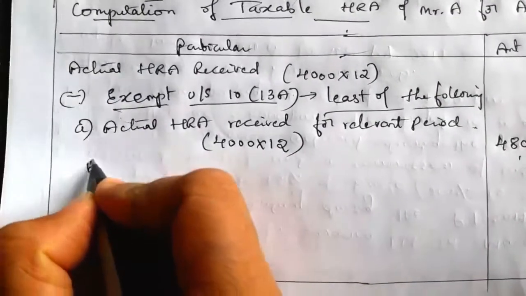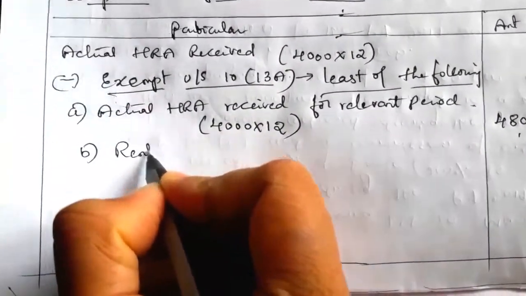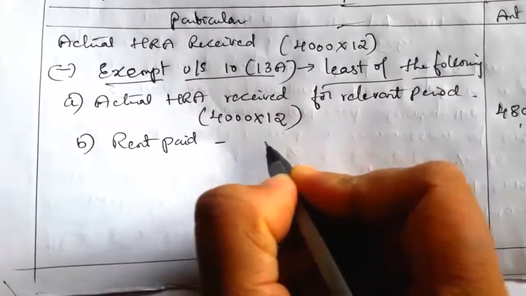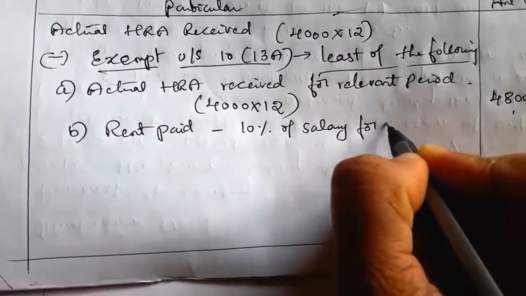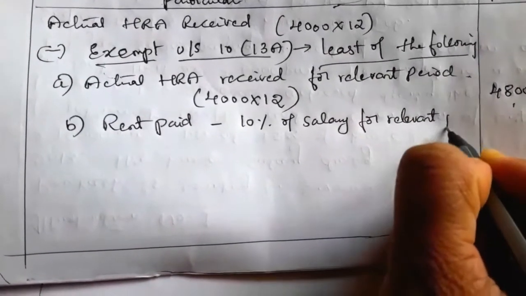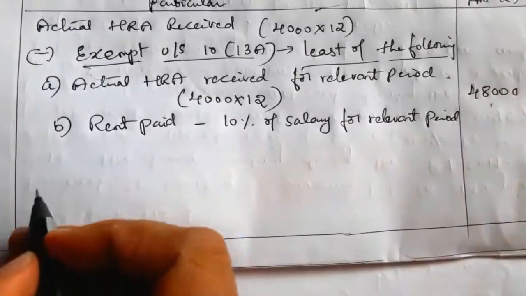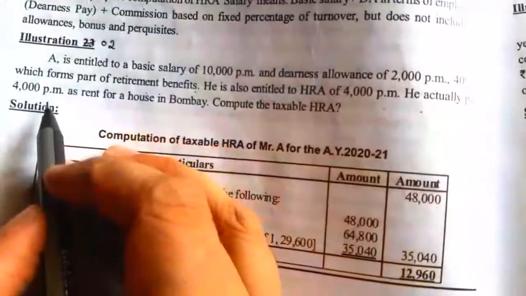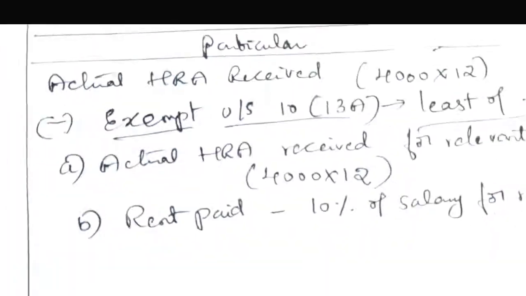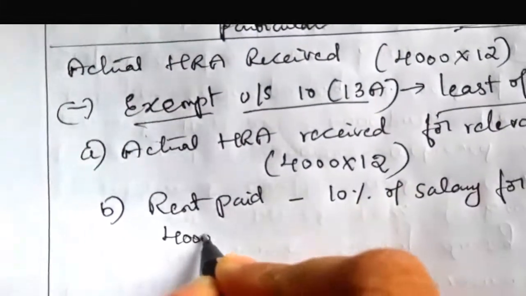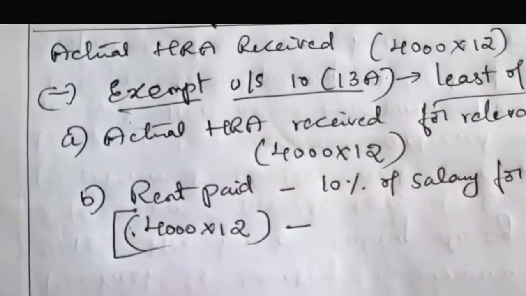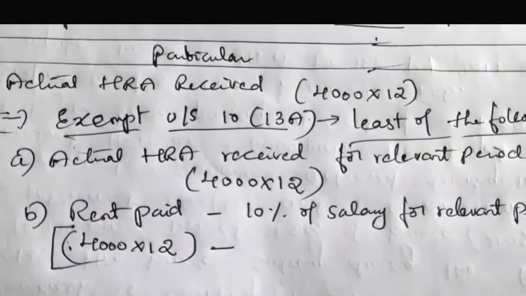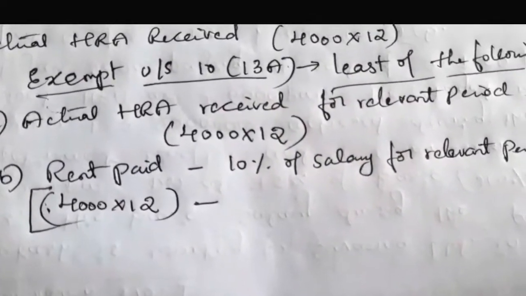And the second criteria is rent paid minus 10% of salary for the relevant period. So rent paid given in the question: how much rent paid? He actually pays 4,000 per month as rent for a house in Bombay. So rent paid is 4,000 into 12. Now we have to take 10% of salary.